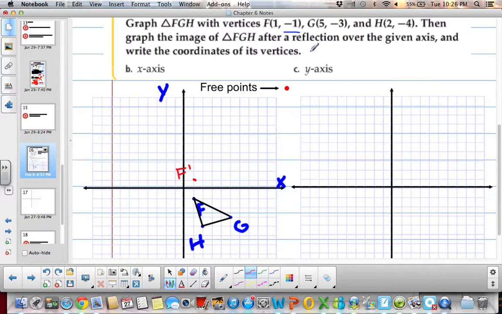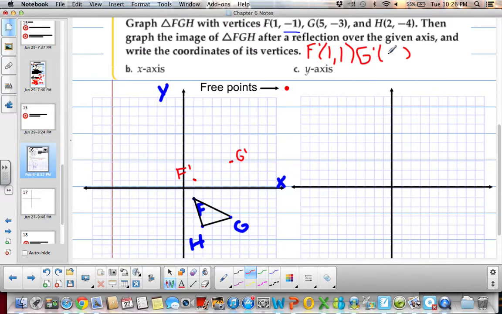Okay, so our F prime then is going to be 1, 1. Okay, and then our G prime is going to be, so we're still going to stay over 5, 1, 2, 3, 4, 5, and then we went 1, 2, we went down 3, so this time we want to go up 3, 1, 2, 3. Okay, so here's our G prime.